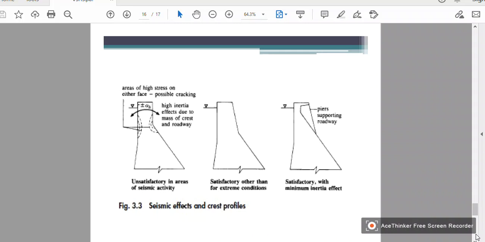We construct piers supporting the roadway, where the roadway over the dam is constructed, and there we construct supports also, that is the pier support roadway. These will considerably decrease the hydrodynamic pressure against the earthquake pressures. These three diagrams give different effects on the crest profiles. We take different structures accordingly by the effects. Next.